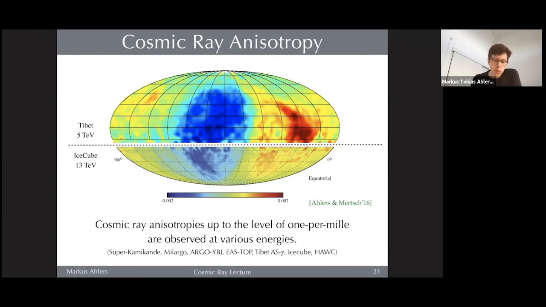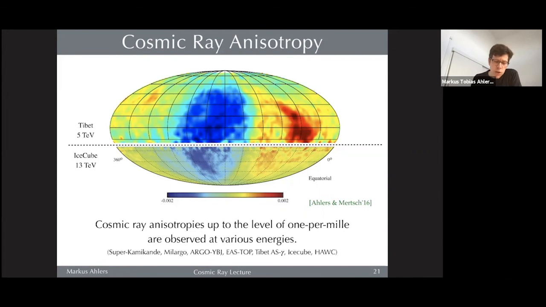And these are observations taken by Tibet in the northern hemisphere and by IceCube in the southern hemisphere. And what you see here is the relative intensity. Similar to what you maybe are familiar with from the cosmic microwave background, you're looking for excesses and deficits in terms of the average expected arrival of cosmic rays across the sky. So this is the difference with respect to the monopole contribution.